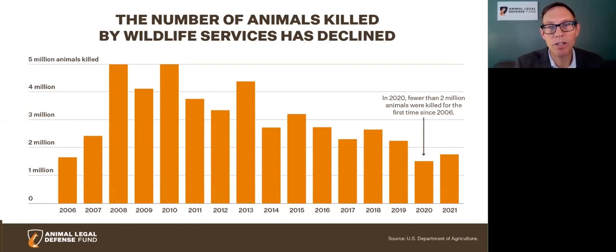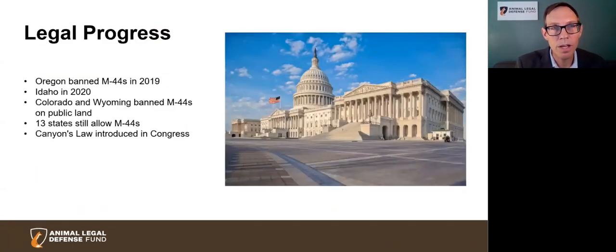And then another bit of good news, and you can go ahead and turn to the next slide. On the legal front, Oregon passed a statewide ban on M44s in 2019, and Idaho did the same in 2020. M44s are still being used in 13 states. In Colorado and Wyoming, however, they're only allowed on private land, so they've been banned on public property. They are still allowed statewide in Nevada, Utah, Montana, New Mexico, Texas, Oklahoma, North and South Dakota, Nebraska, Virginia, and West Virginia. But there is hope on the horizon.